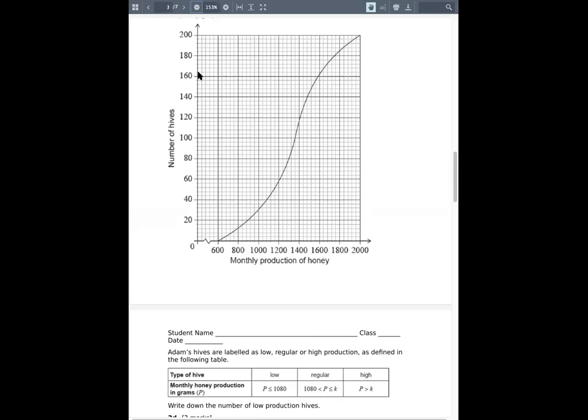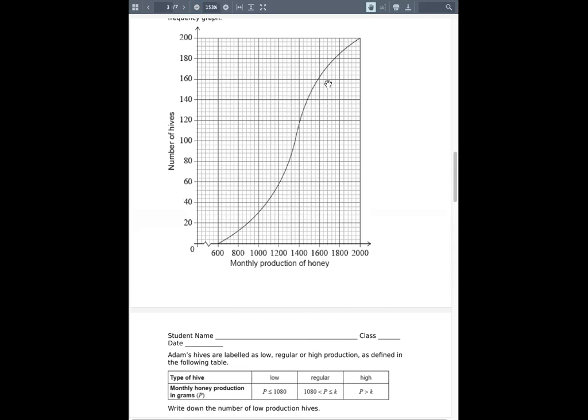So 164, 168, go right here, match it up with the line. Since it's one box after 1,600, that would be 1,640, because we've established that the boxes go up by 40.